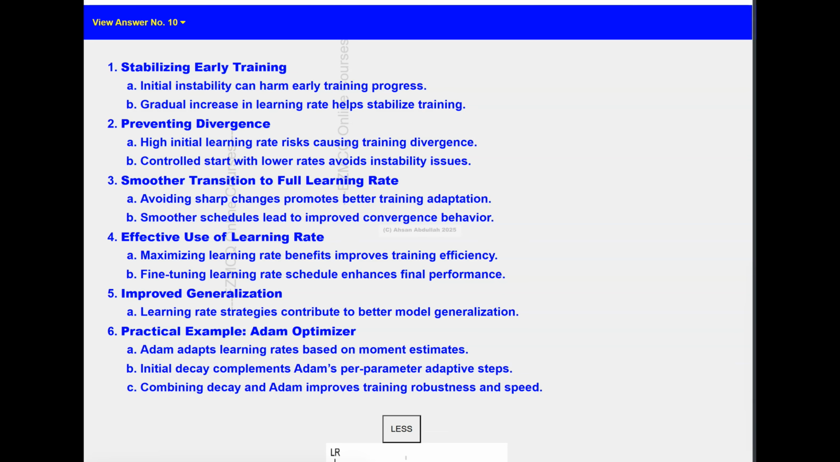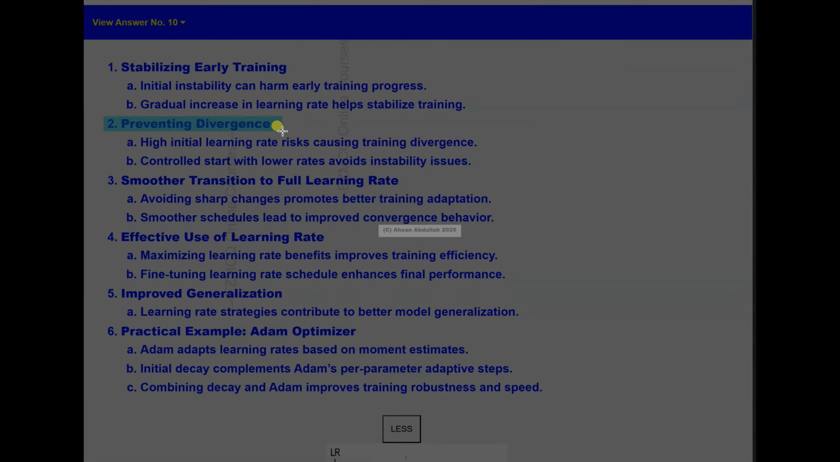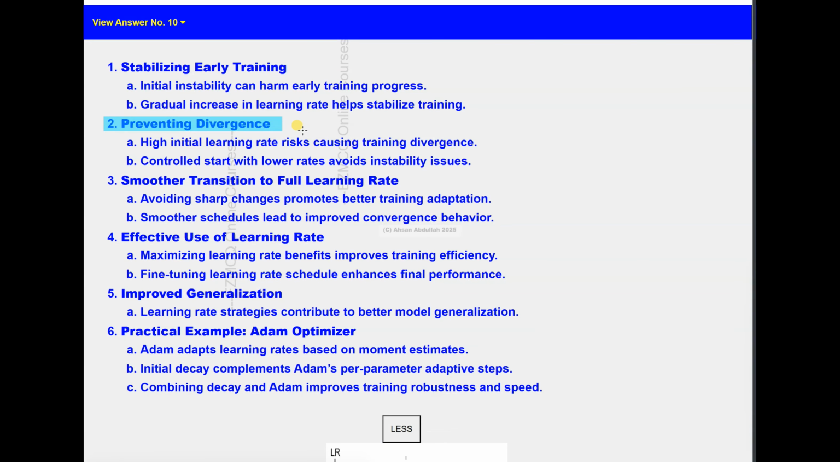Then of course is preventing divergence. If there is a high initial learning rate, that can cause the gradients to explode. All right, and that we've already discussed, that leads to divergence or poor convergence. But if we start with a lower rate, that reduces the risk of large, erratic or uncontrolled updates. Because those erratic updates can push the model far from the optimal regions in the parameter space.